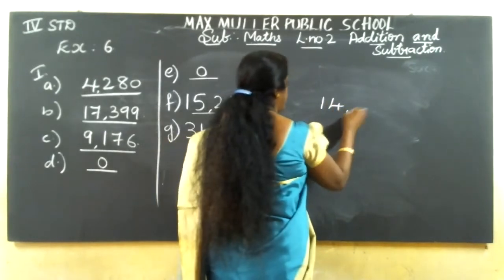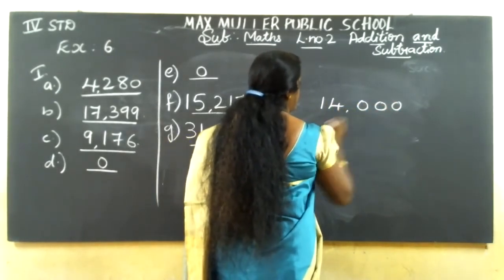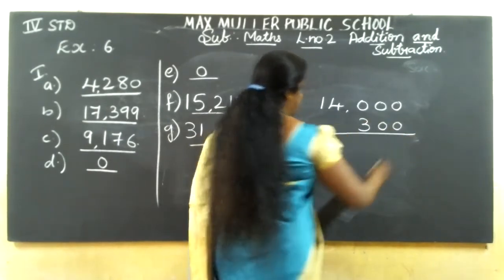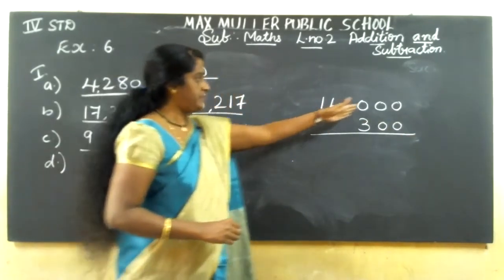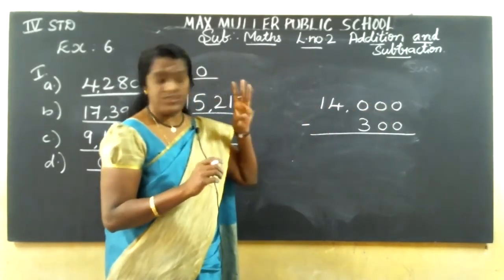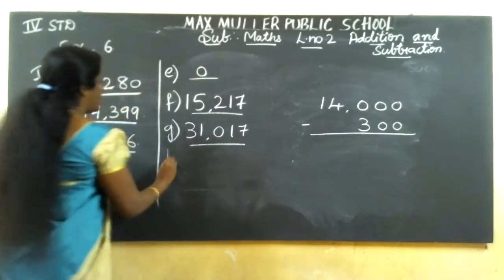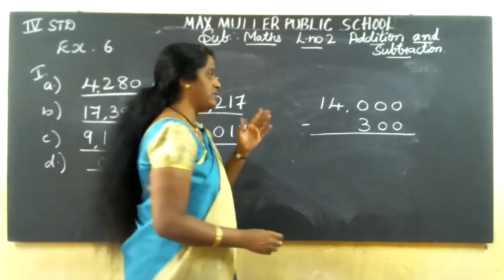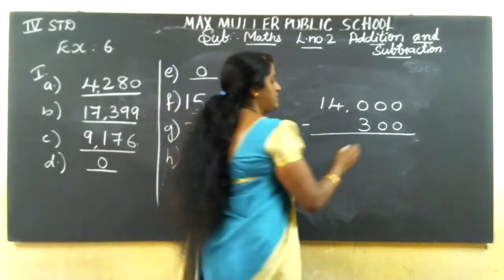14,000 minus 300. Here 0, 0, see. 300, H sum, G after H. The H sum 300 is less than 14,000. So in 14,000 we should subtract 300.